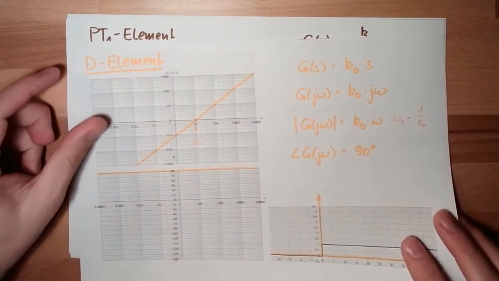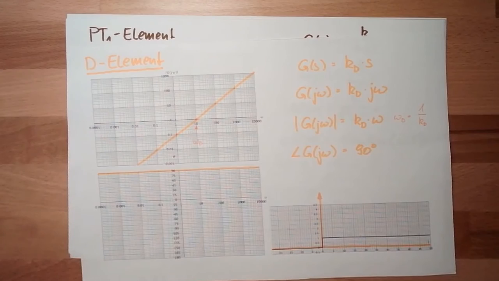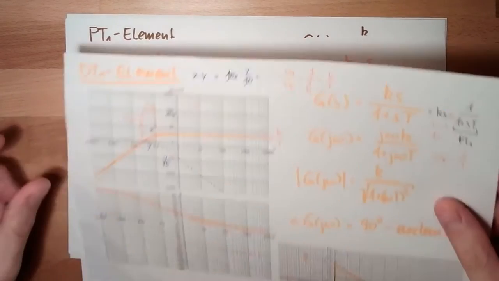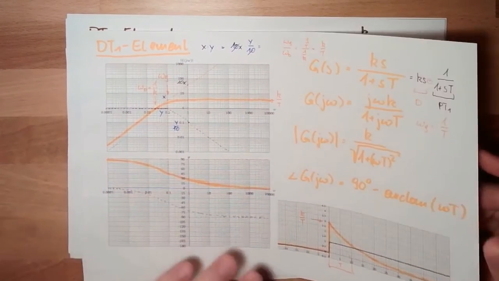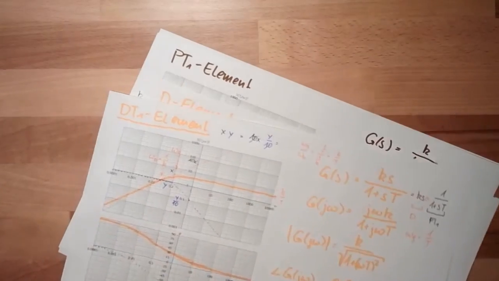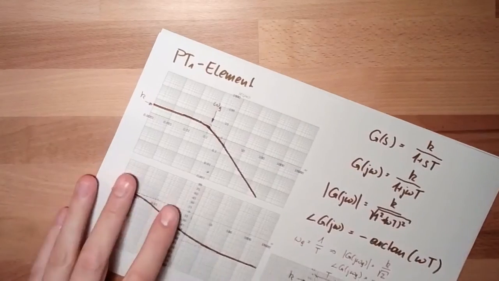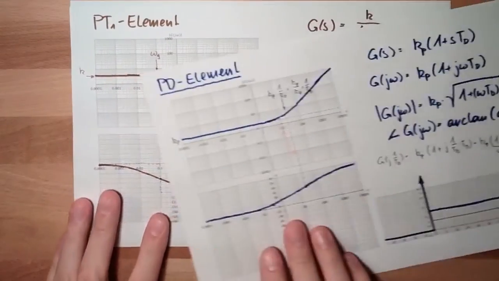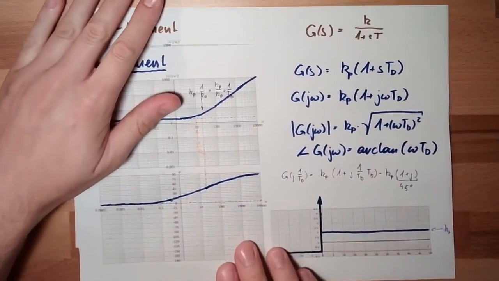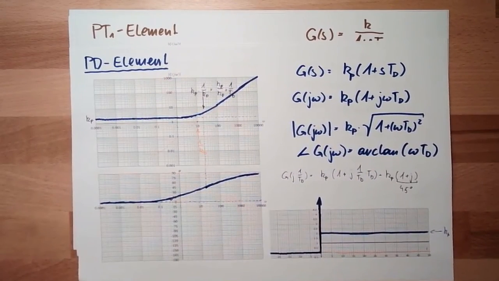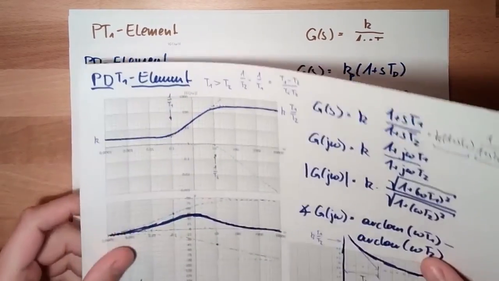D element plus PT1 element reached at DT1 element. PD element plus PT1 element, re-reached at PDT1 element.